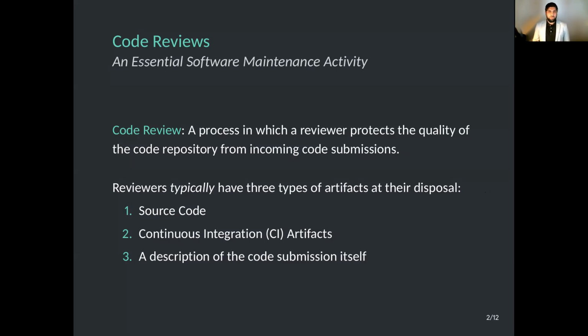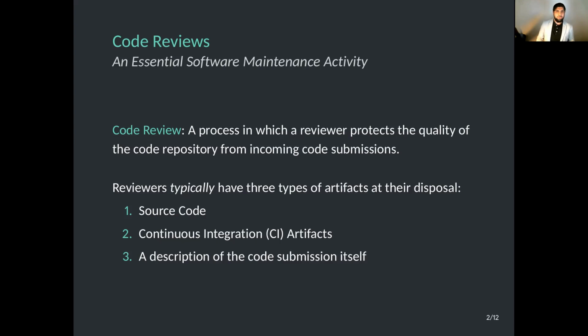What I really want to draw your attention to is the artifacts that a reviewer typically uses in completing the code review. So the first is the source code, which corresponds to the source code of the original and the proposed code base. The second are continuous integration artifacts. So this would be the result of your static analysis tools and defect detection tools. And the third is a description of the code submission itself.